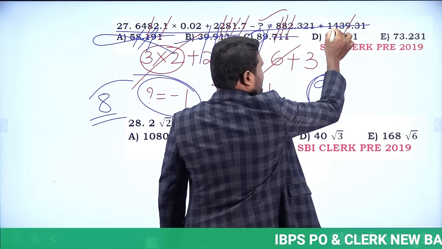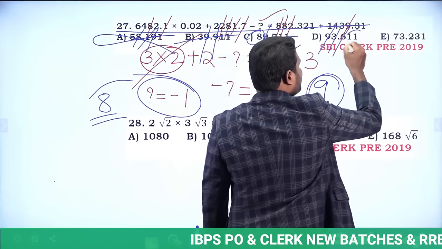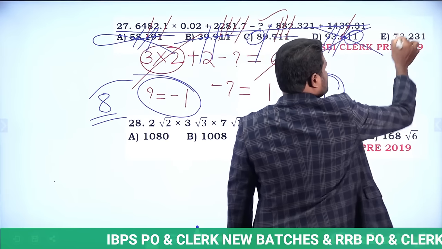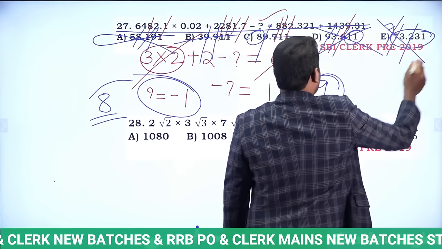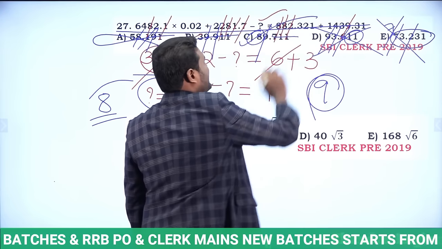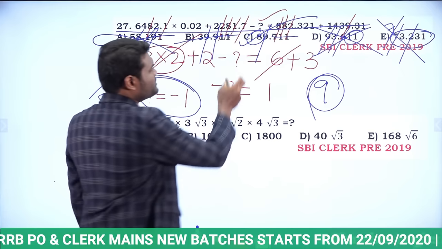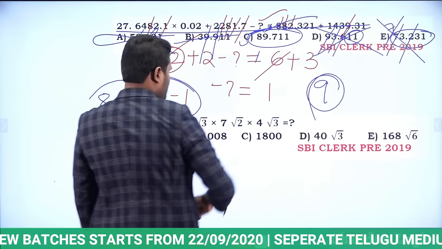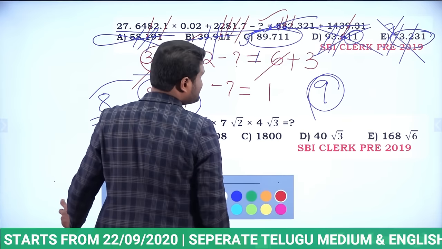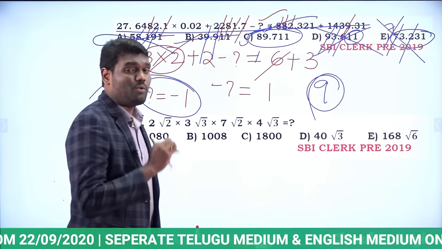Now let us look at this one. This is 9, 3 plus 6, 9. Here digital sum is 2. Wrong answer. Now this is 7 plus 2, 9. This is 3 plus 3 plus 1. Digital sum is 7. Even this is wrong answer. Which means I need digital sum as 8. Digital sum 8 I got for option 89.711. So answer for this question will be 89.711. Okay. Very, very simple question.